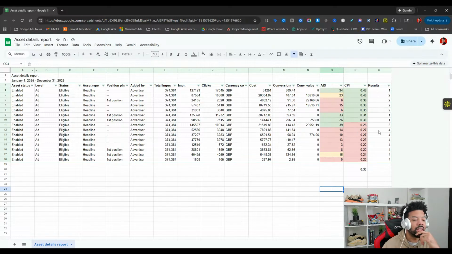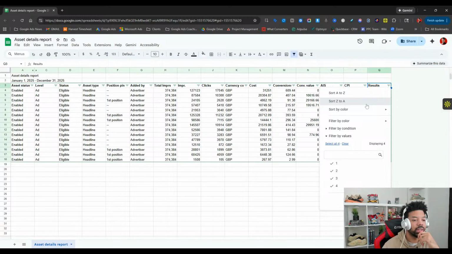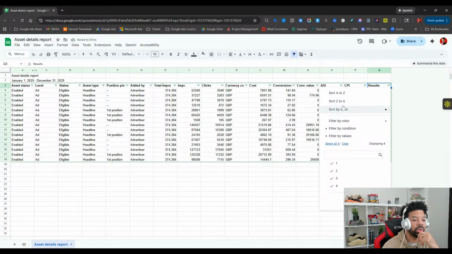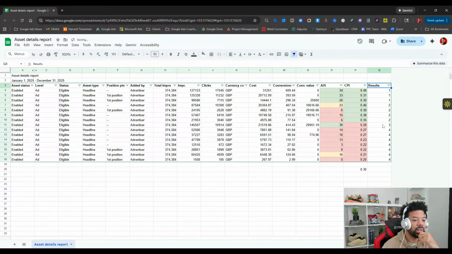So these, the number 4s, we probably want to pause. And then the 1s and 2s will be good. The 3 here is the silent killer, meaning it's going to mess up over time. So it's just getting a lot of visibility, but it's draining everything.